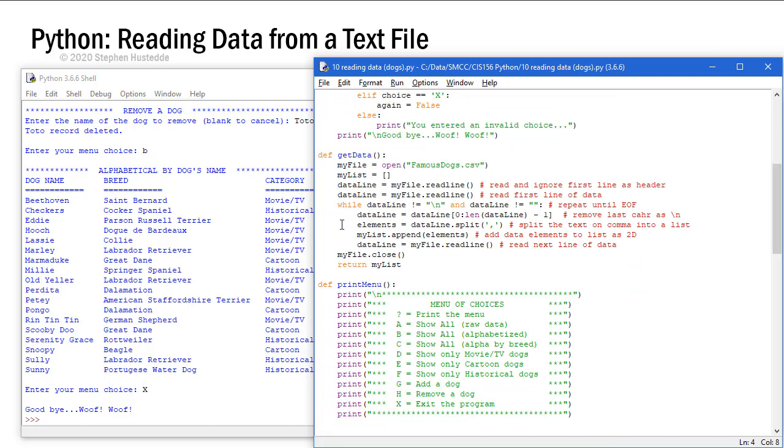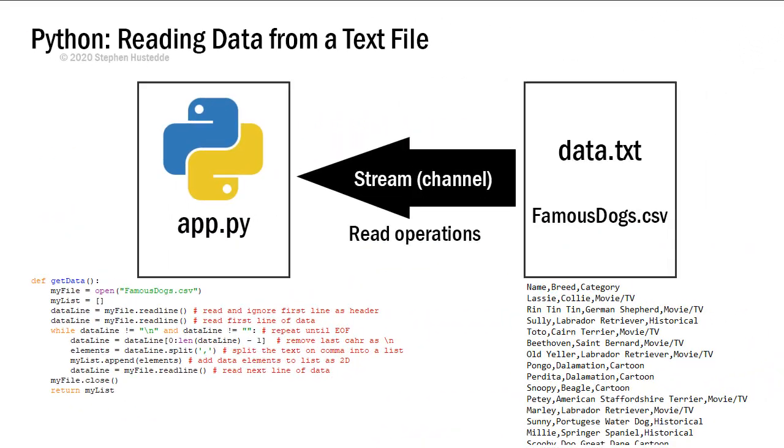So here then is the get data function that opens my text file, reads all that data in, populates the list, and closes the text file. Let me talk a little bit about that process. We have our Python application, and I have a text file. In this case, my text file is a comma separated value file, or a CSV file. But it's still text. It just means that each item of each record is separated by a comma.